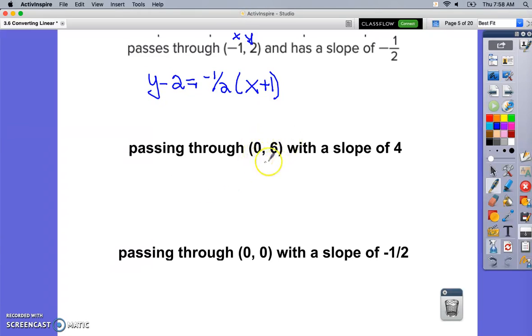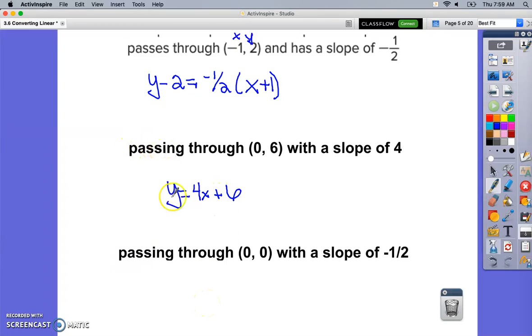Okay, if it passes through this point and has a slope, you could write it in here, but because it's given (0, a number), this is the y-intercept. So we're going to substitute it in right away into our slope-intercept form. So y equals mx plus b, slope would be 4, or m, x plus or minus, whatever this is. If that was a negative, this would be a minus. It's a positive, so it's plus.